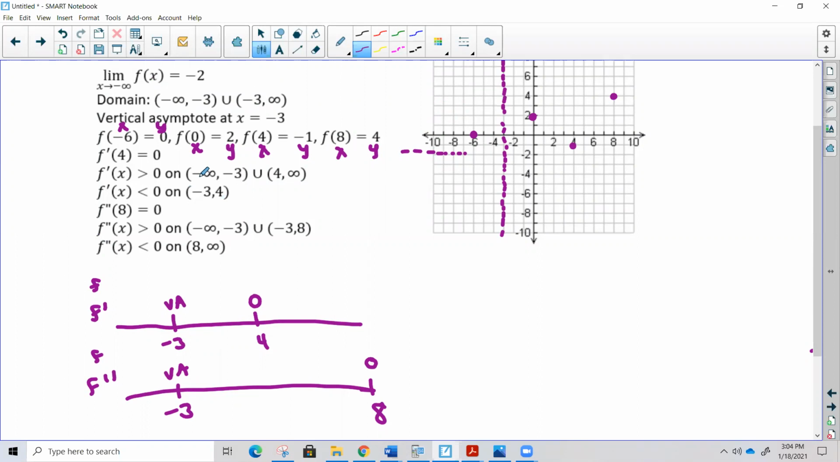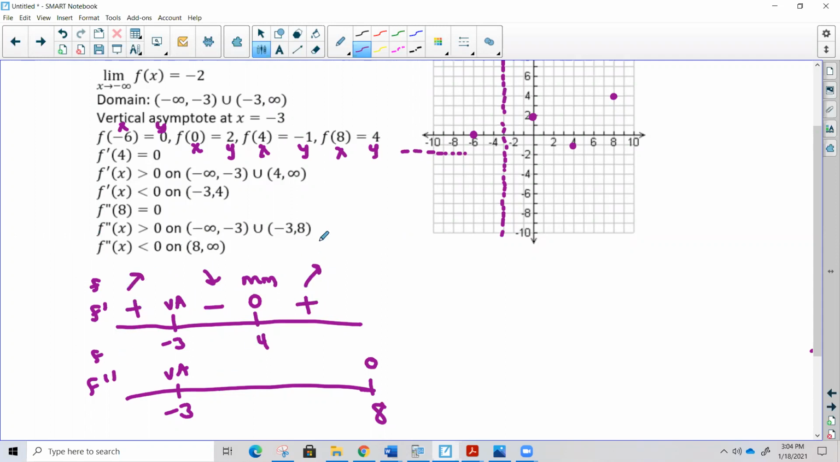Okay, so from negative infinity to -3, I know the first derivative is greater than 0, so it's positive. And also from 4 to infinity, so positive. I know it's less than 0 from -3 to 4, so it's negative. And then I'm going to fill in what I know from f. So because it's positive, f is increasing. Since the first derivative is negative, it's decreasing, positive, increasing. Okay, now a vertical asymptote is never a max or a min, but at x equals 4, it's going to be a min because my function is decreasing and then increasing.